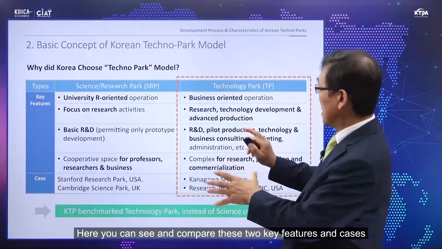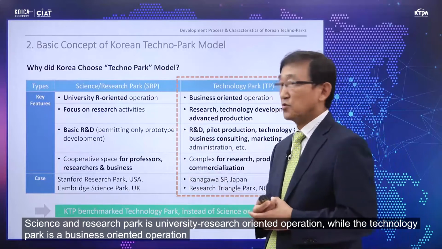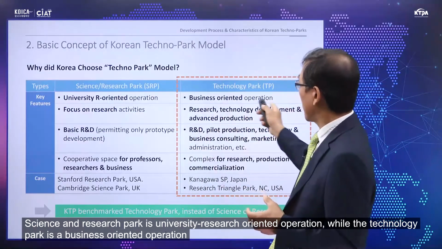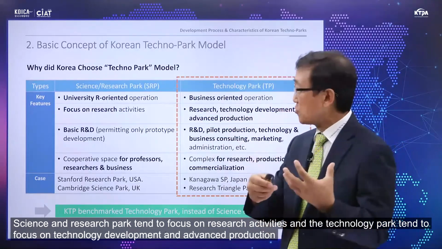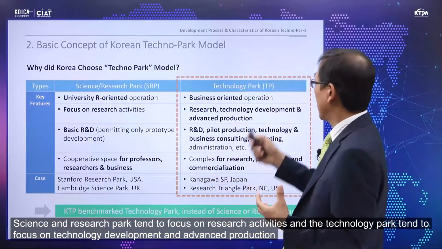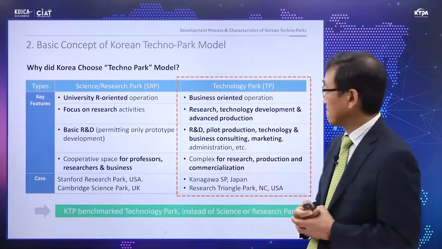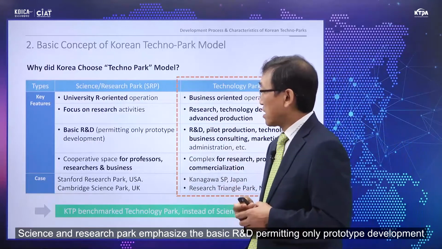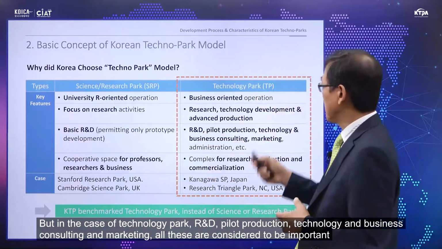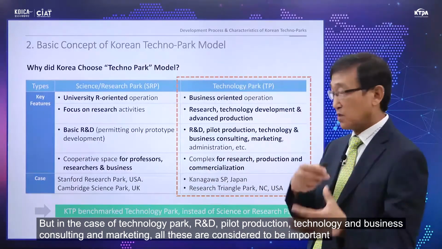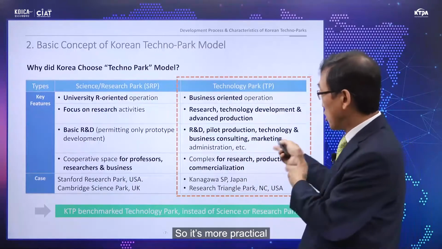You can compare these two key features and cases. Science and research park is a university research-oriented operation, while the technology park is a business-oriented operation. Science and research parks tend to focus on research activities, and technology parks tend to focus on technology development and advanced production. Science and technology parks emphasize basic R&D, permitting only prototype development. But in the case of a technology park, R&D, pilot production, technology and business consulting, and marketing are all considered important, so it is more practical.